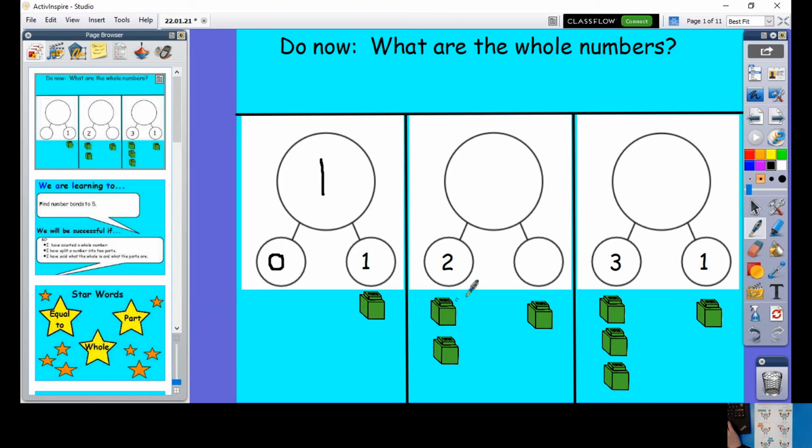What about over here? Now I've got 2 in this part. 1, 2. I've got 1 cube over here. Okay, so what's my whole number going to be? 2, 3. 3 is my whole number. And over here I have got 3 in this part, and I've got 1 in this part. But what is my whole number? 3 and 1 more? 4. Well done.